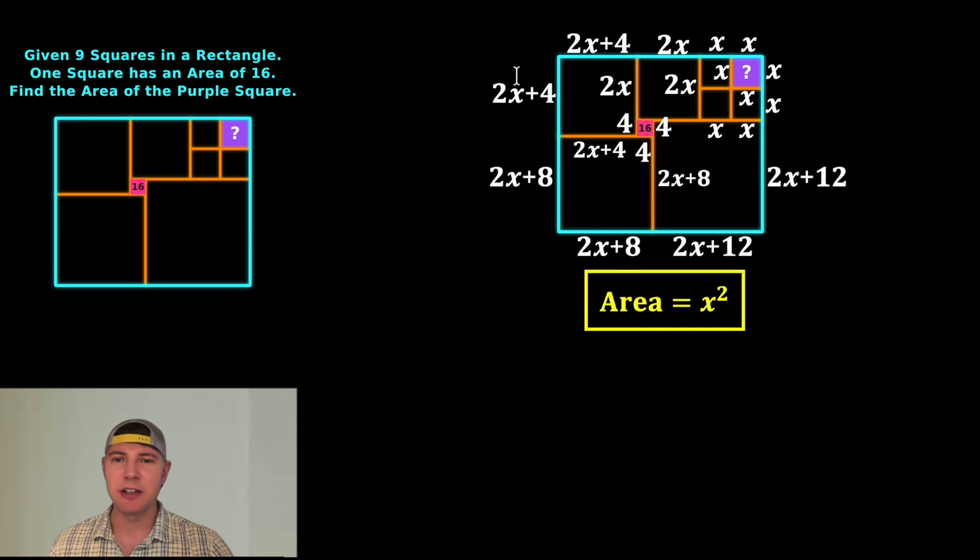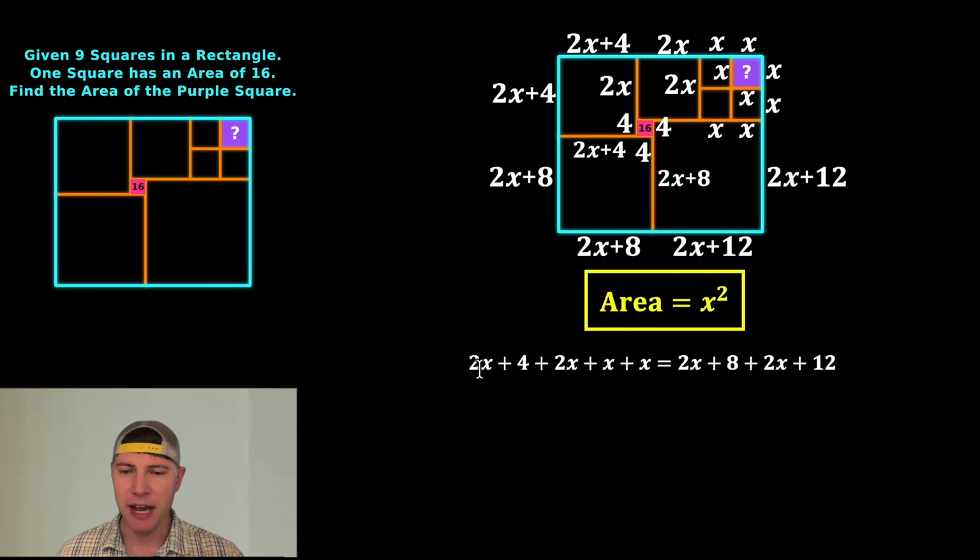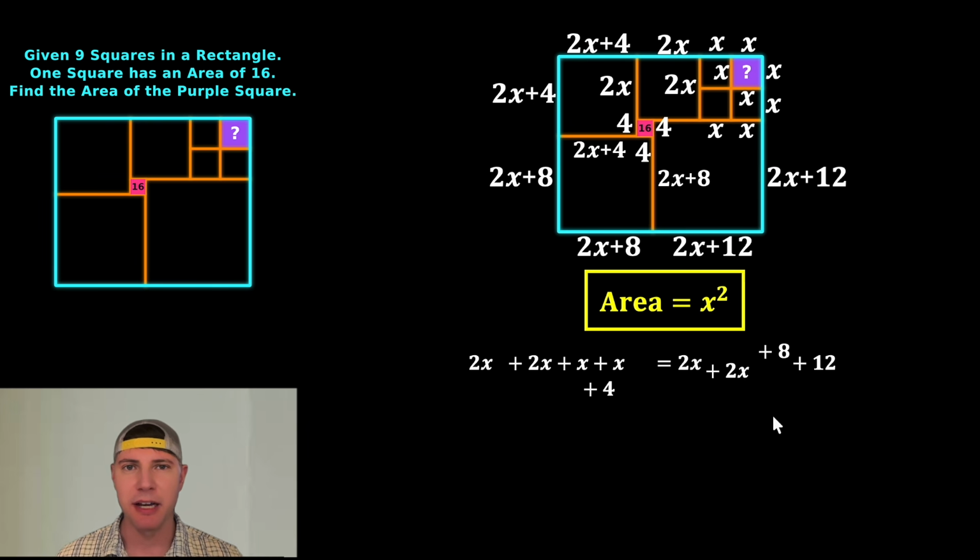Since this is a rectangle, the length of the top will equal the length of the bottom. So we can say 2x plus 4 plus 2x plus x, and that'll be equal to 2x plus 8 plus 2x plus 12. Right now we have x's and whole numbers on each side. Let's rearrange things a little bit to combine like terms.